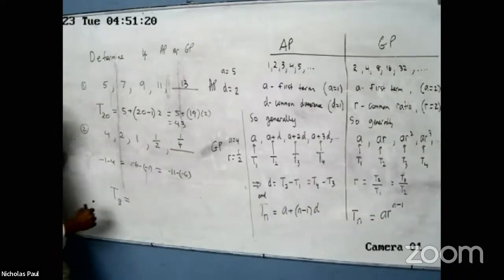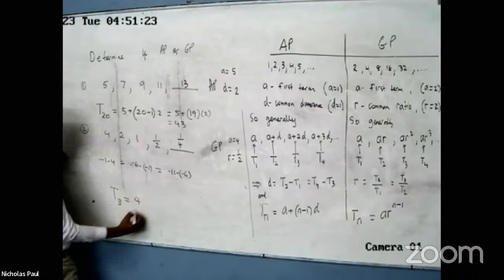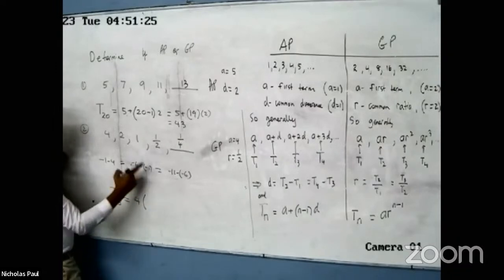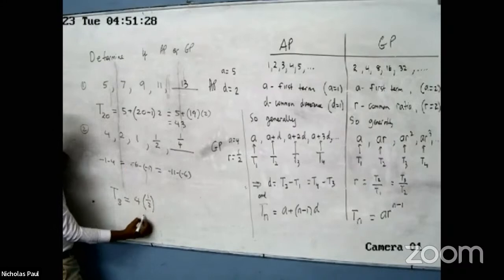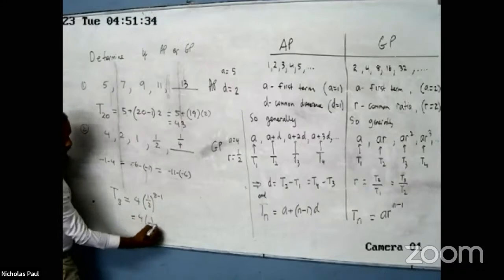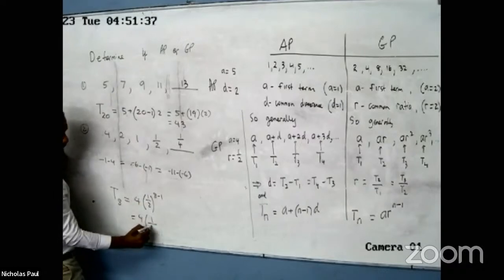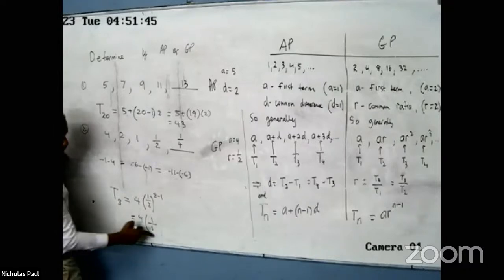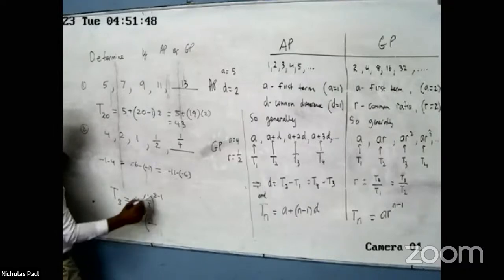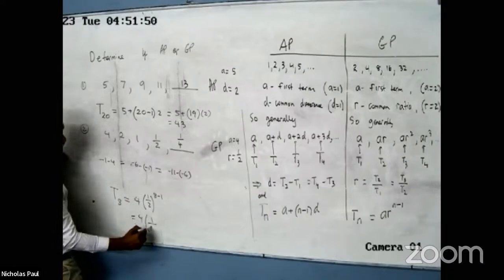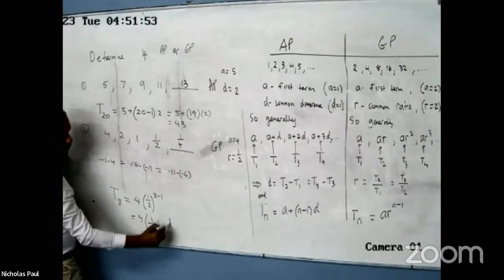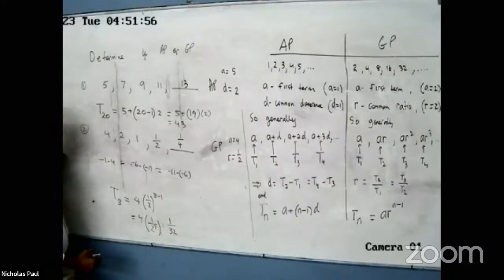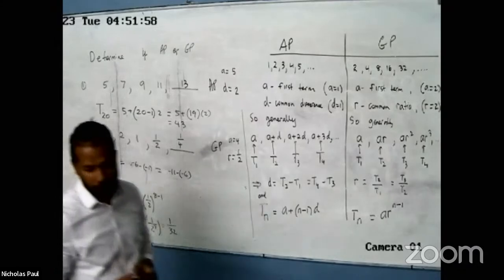For the other one, A is 4. R is half to the power of 8 minus 1, which is 7. So that's 4 by a half to the power of 7. That's 2 to the 2 over 2 to the 7, so that's 1 over 2 to the 5. So that's 1 over 32.